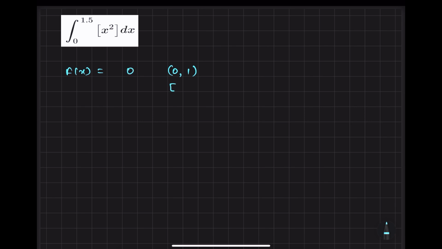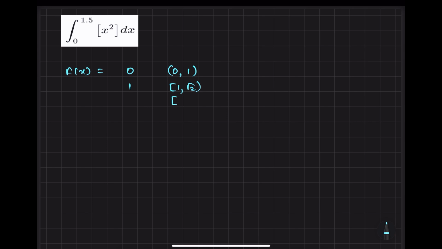Now if the input goes beyond 1, x squared will change at 2. So when do we have 2? If x is root 2. Root 2 is 1.414, but you have to go till 1.5, so root 2 is allowed. So from 1 to root 2, the output will be 1.